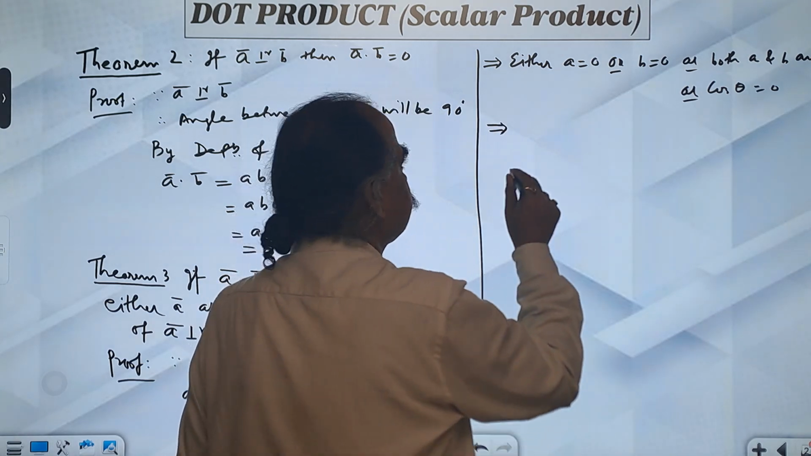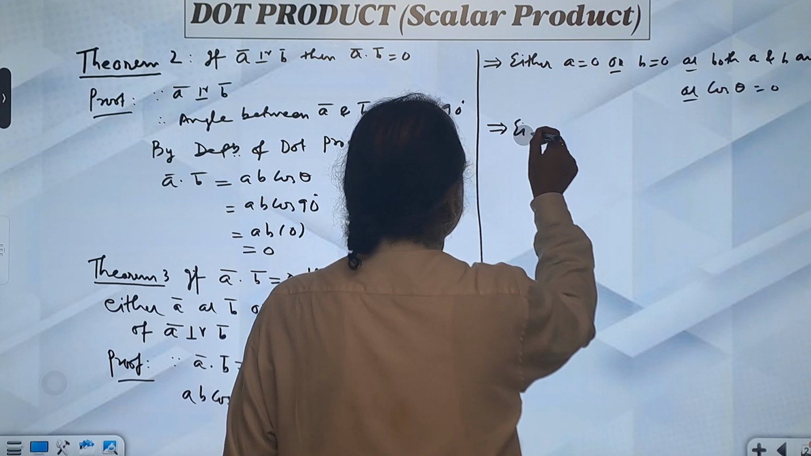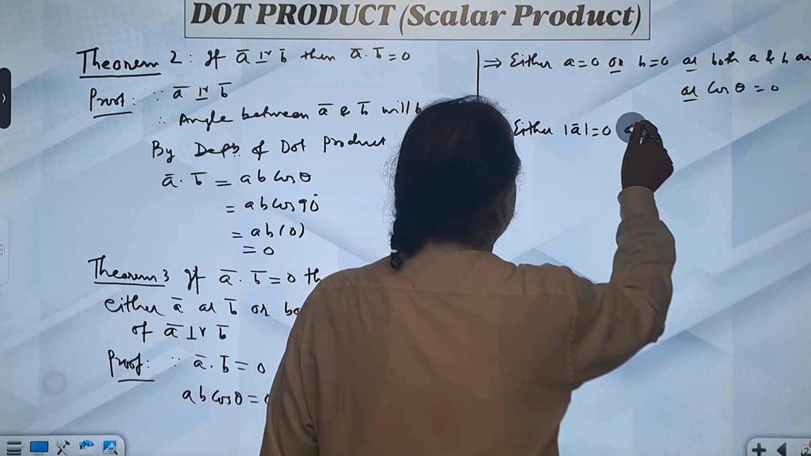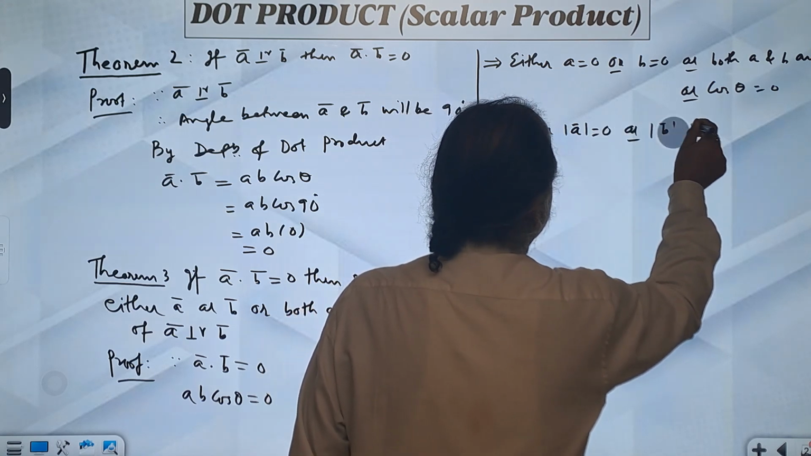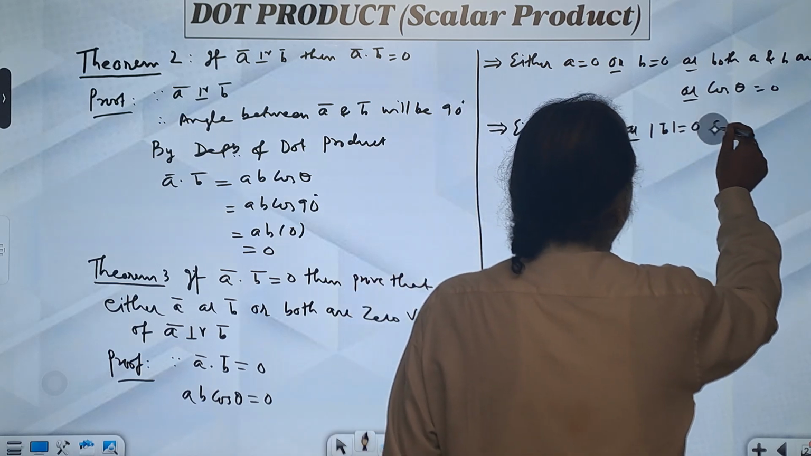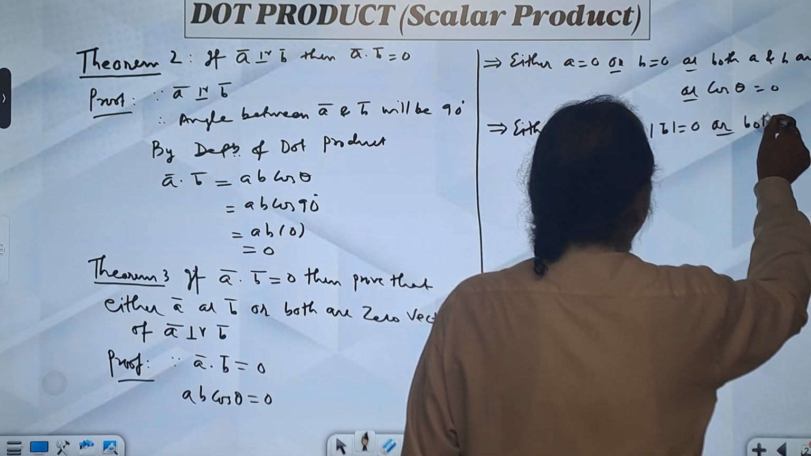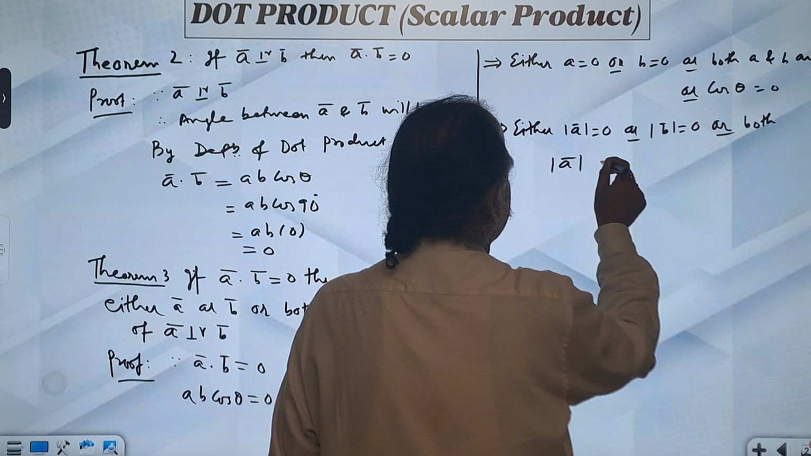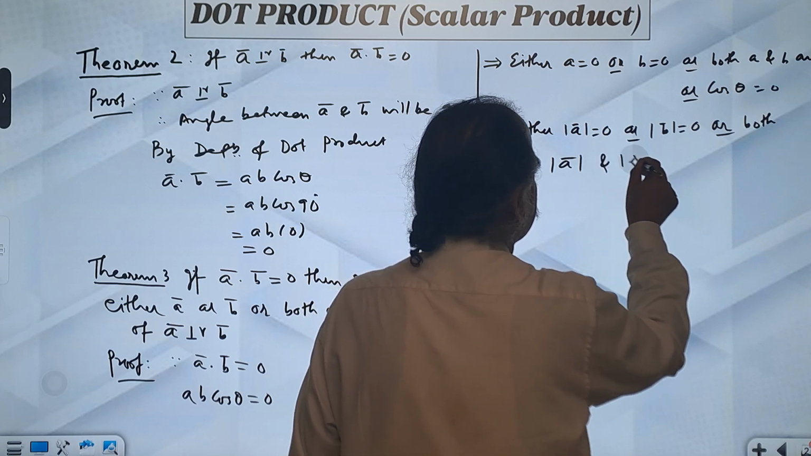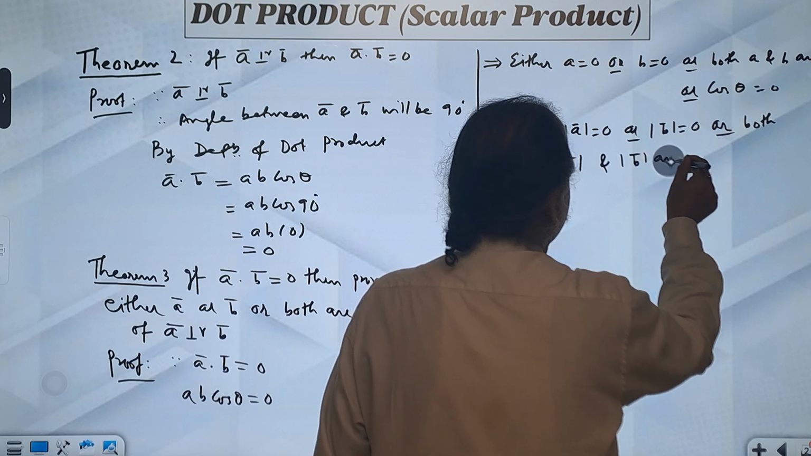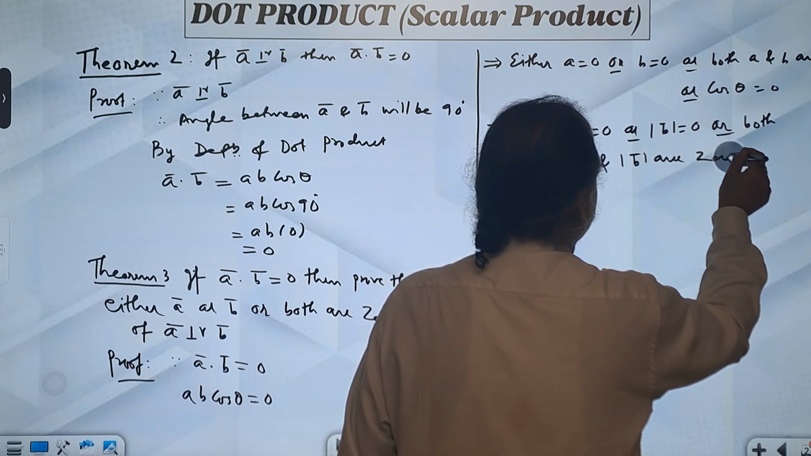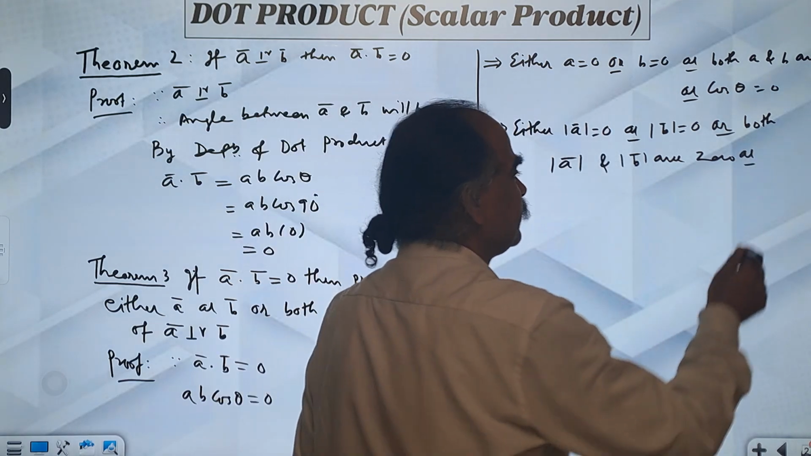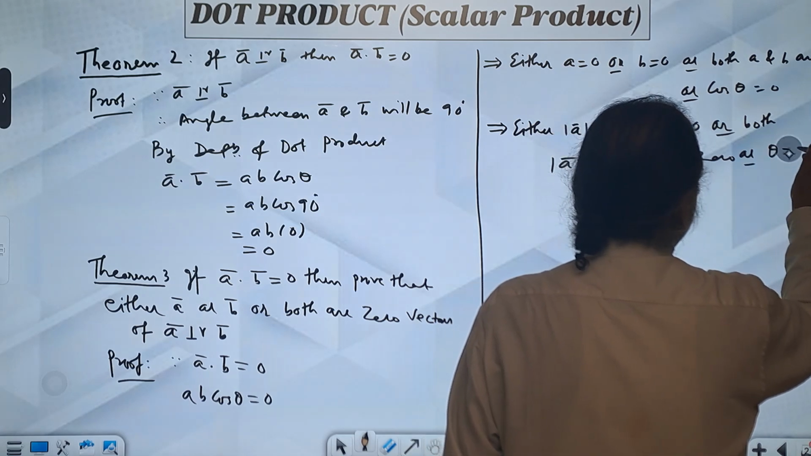A is nothing but magnitude of A bar. Either mod A bar is 0 or mod B bar is 0 or both mod A bar and mod B bar are 0, or cos theta is 0 means theta is 90 degree.